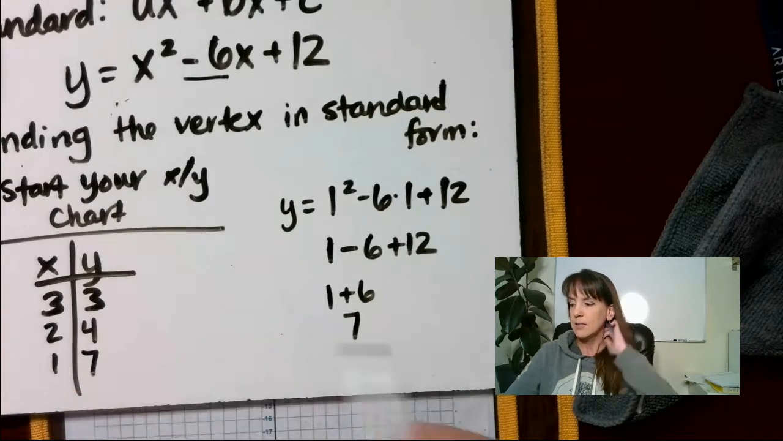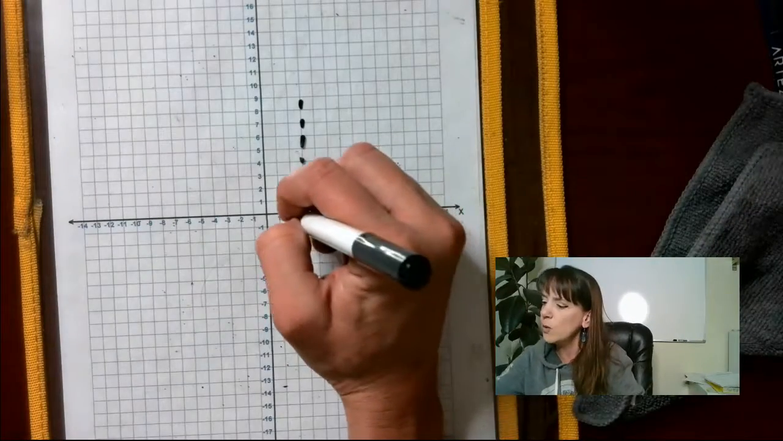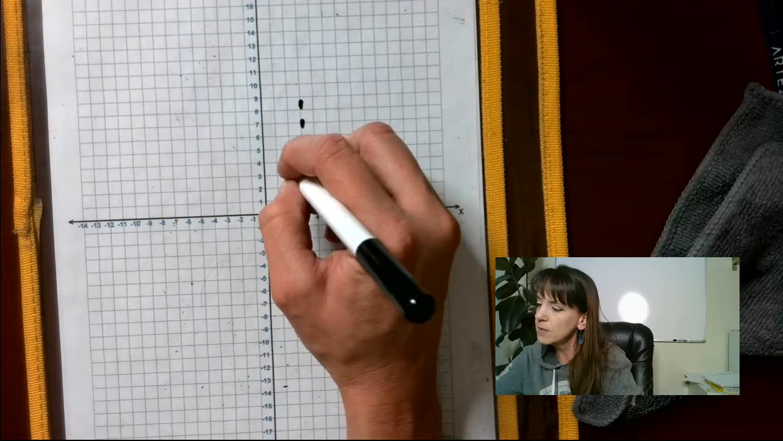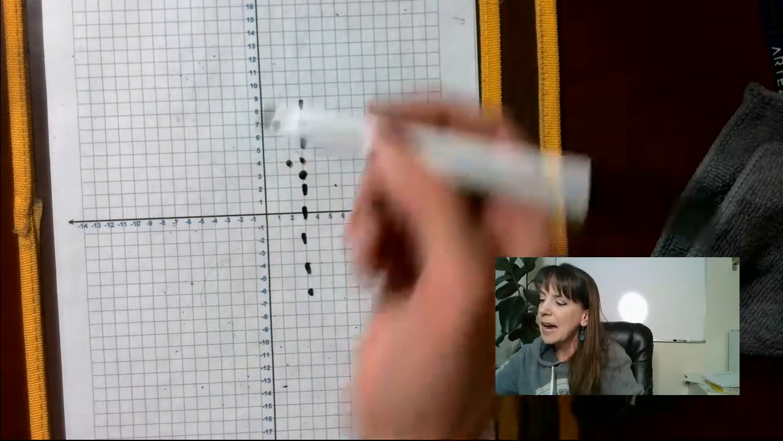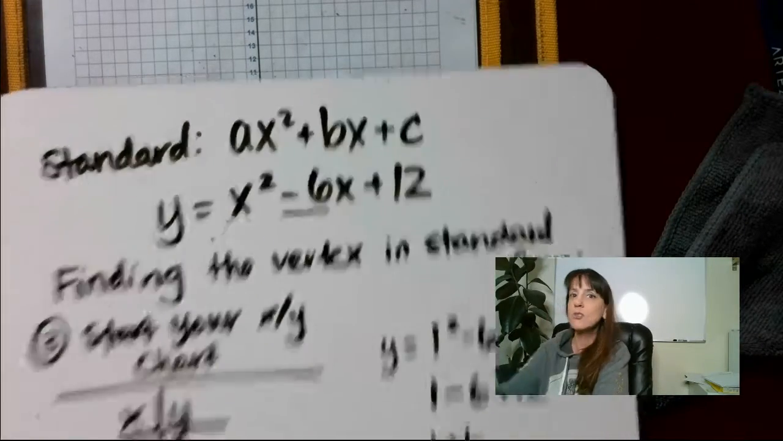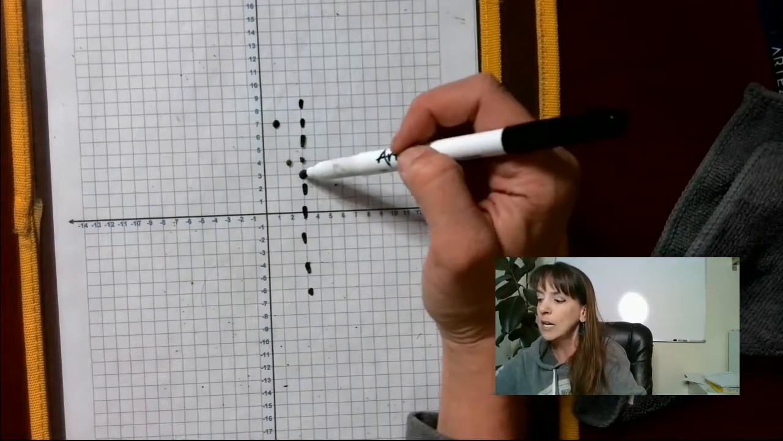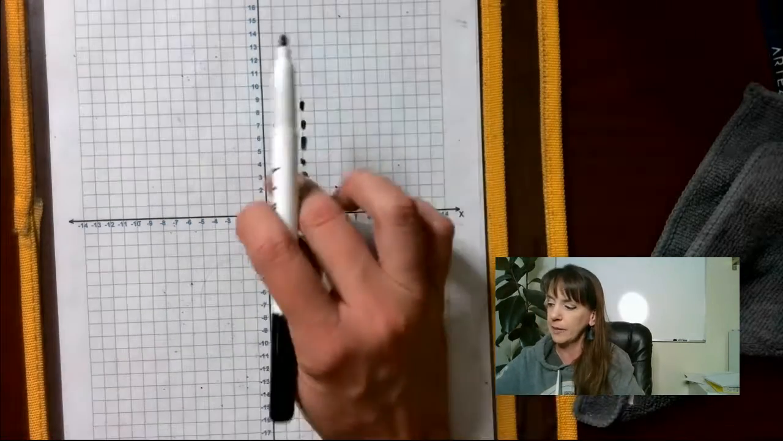So that's going to be 7. So I've got 3, 3, 2, 4, and 1, 7. So I go over 2, up 4, and then I go over 1, up 7. Again, if we look at this, our a here was a 1, so this is just our parent graph moved over, because again, we have that pattern: over 1, up 1, over 1, up 3.